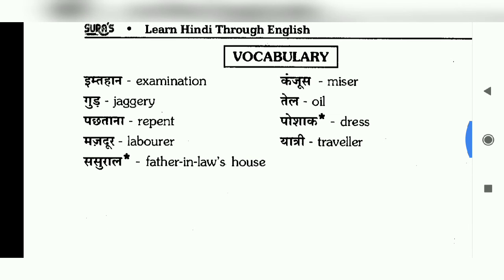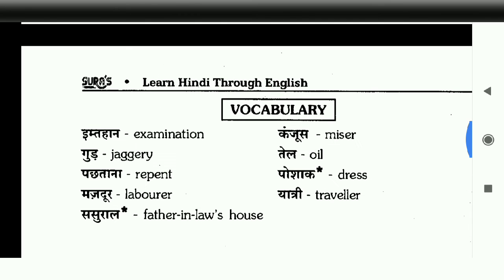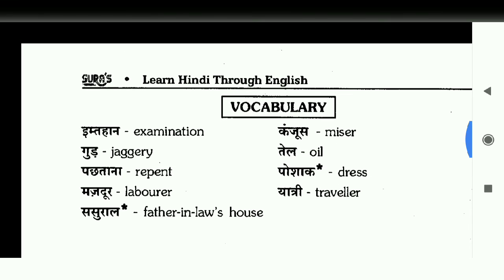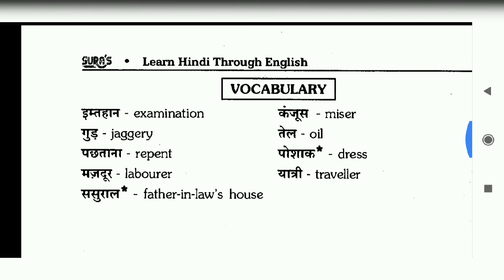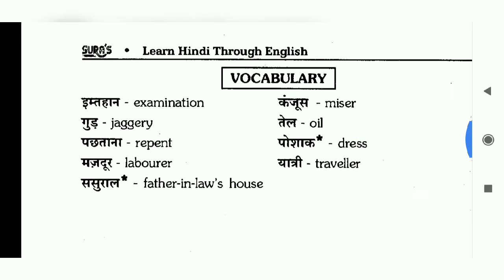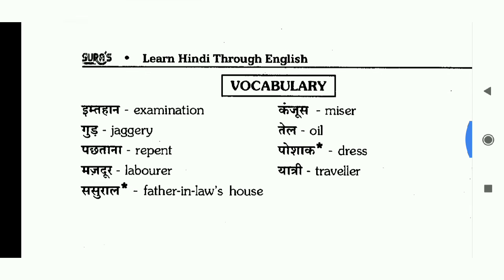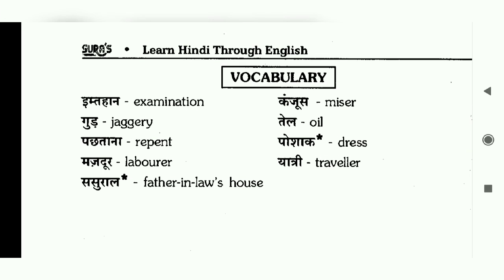And the next, here you can see tail. Tail means oil. We use oil in our hair and on our hands. So oil is tail. मेरे घर में तेल है. मेरे घर में बहुत सारा तेल है. In my house there is a lot of oil.